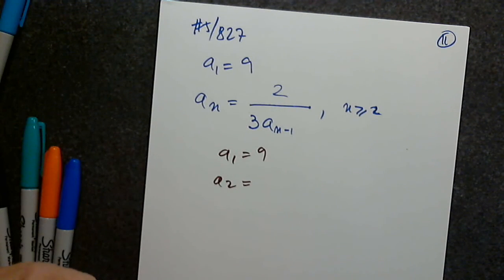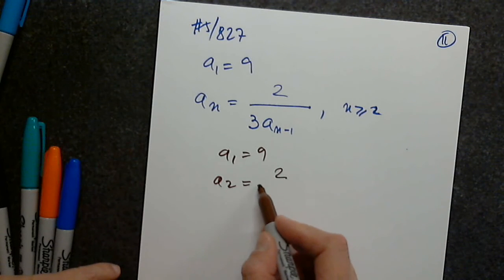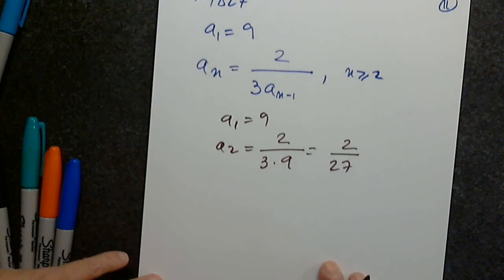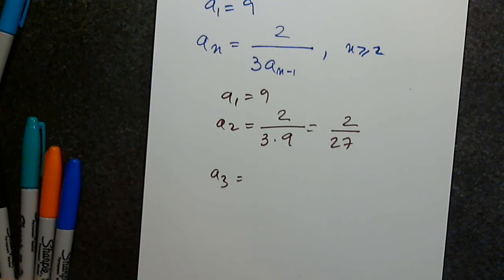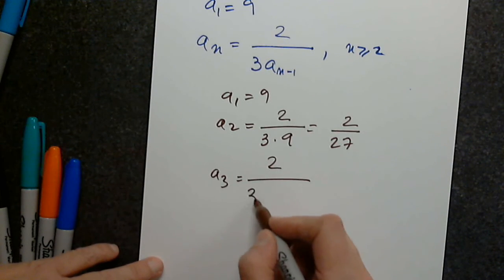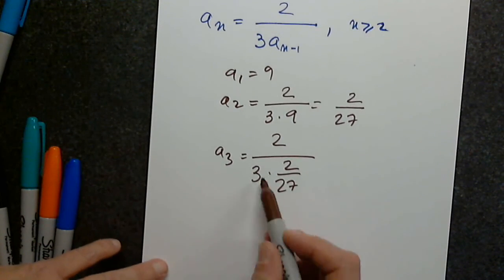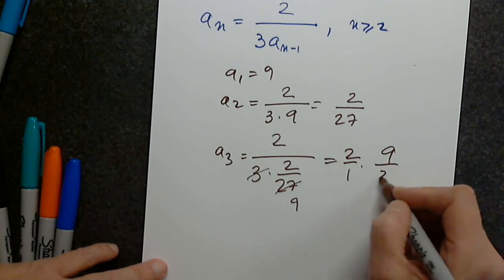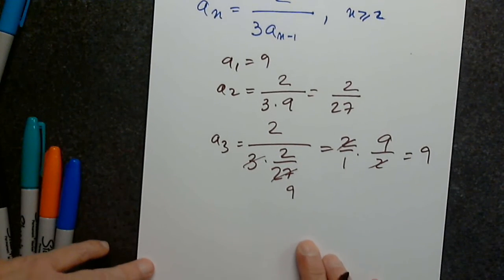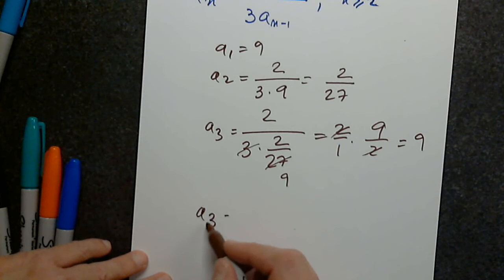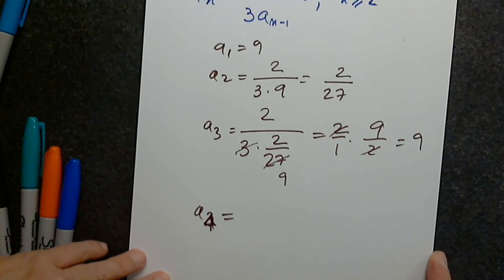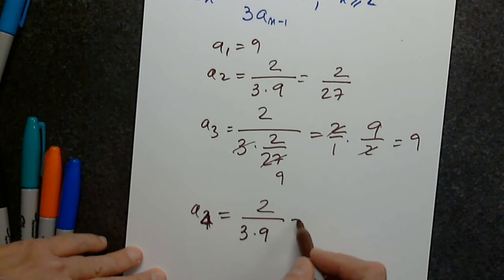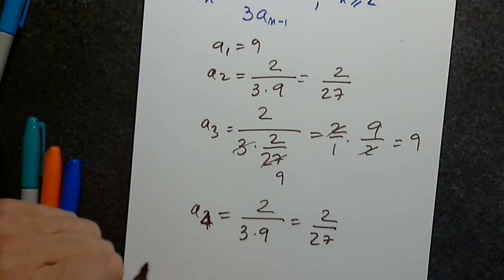So now how do I write A2? 2 divided by 3 times 9, so this is 2 over 3. Now A3, 2 over 3 times 2 over 3. Of course I will simplify first and then flip. 2 over 1 times 9 over 2, and I get 9. Nice. And A3, I'm sorry, you know what I meant. 3 is 4 now, moving forward, or 4 is 3. So I have 2 over 3 times 9, which is 2 over 27. Very nice.